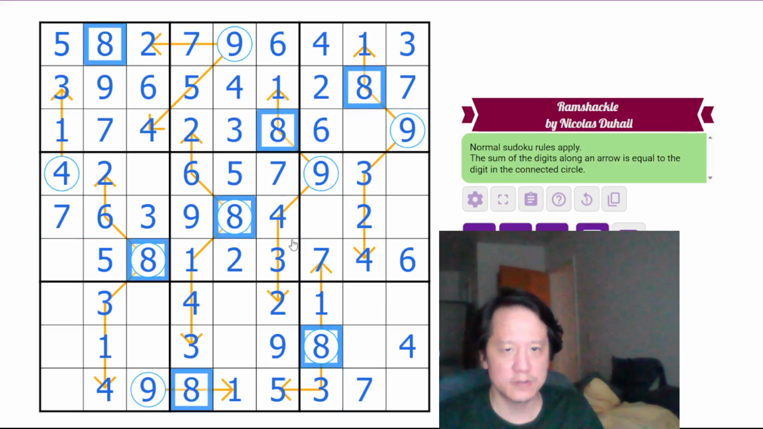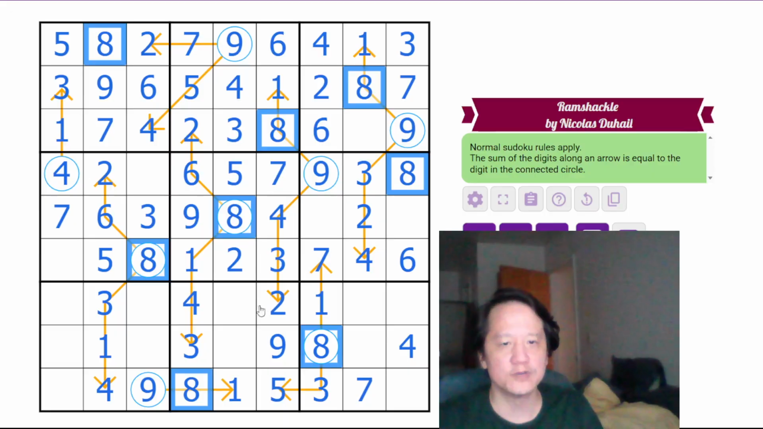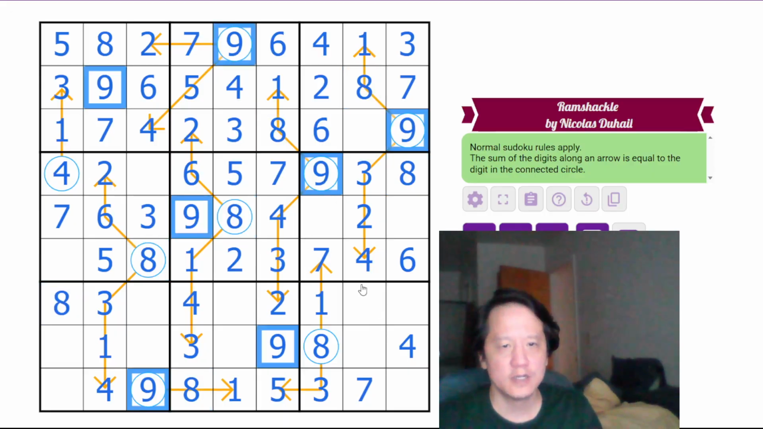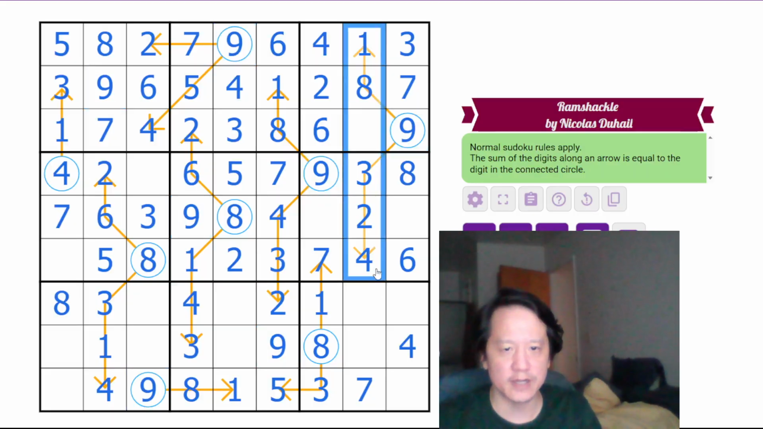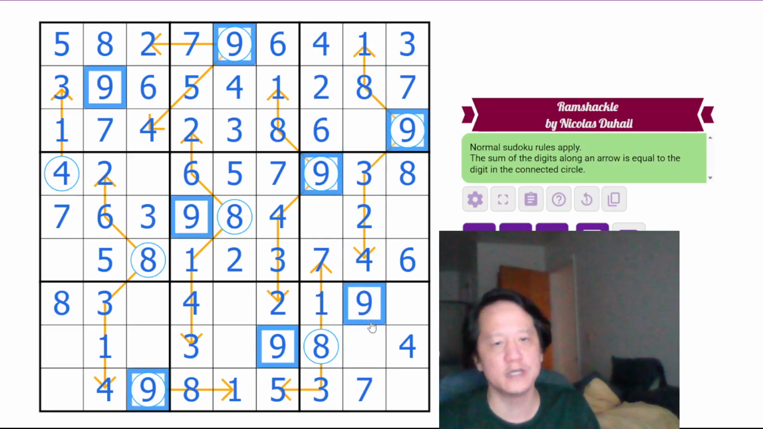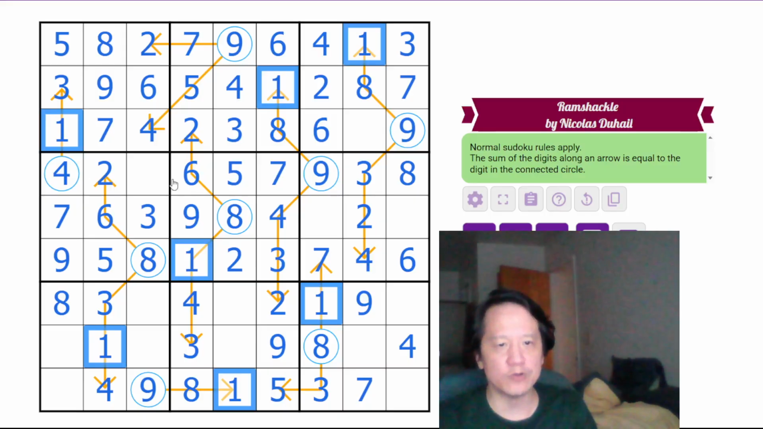8 in row 4 cannot be here because of 8 in the box, so 8 is there. That gives us 8 8s. We know where the last 8 is. It's there. 9 in column 8 cannot be here because of 9's in the boxes. Can't be here because of 9 in the row, so 9 is there. That gives us 8 9's. We know where the last 9 is. It's there. 1 in row 4 has to be there, and we have 8 1's now.